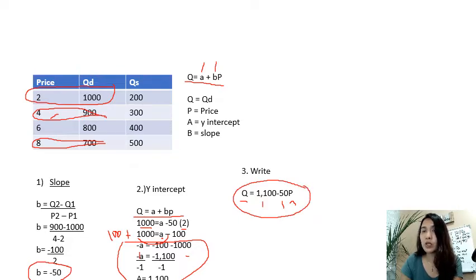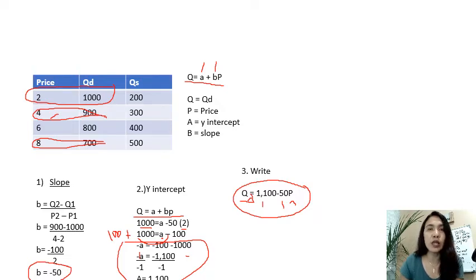For example, what if I change the price to 750? If you're a marketer and you're asking, how much is the quantity demanded if the price is 750, then you just substitute P with 7.5 and you can find now your quantity demanded. So that's the beauty of your demand function equation.